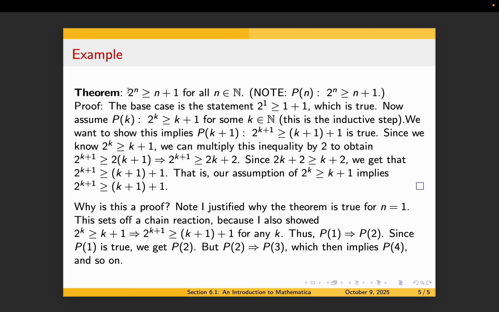So how do you know, for example, that 2 to the 1,000th power is bigger than or equal to 1,000 plus 1? Well, because this chain of implications reaches anywhere inside the natural numbers. So 1,000 here would be your 1,000th step, and I proved to you that I can get to the first step, the base case, and then I proved to you that from the kth step I can reach the k plus first step, and I can do that for any step. So that is how proof by induction works.